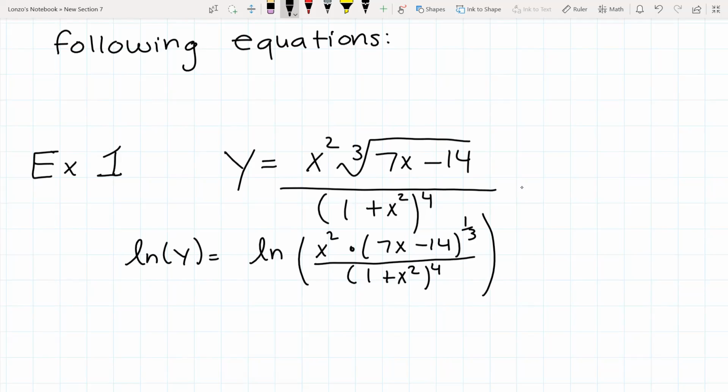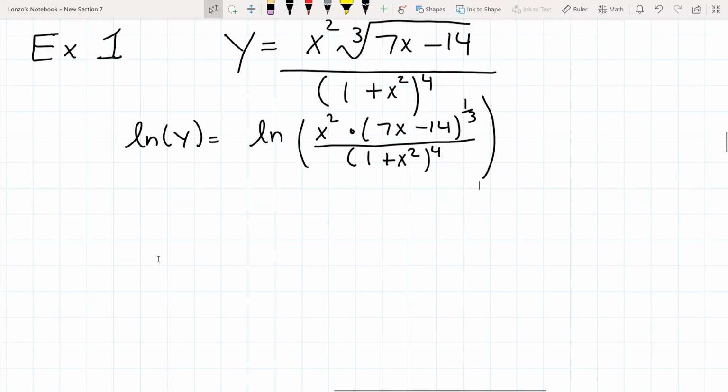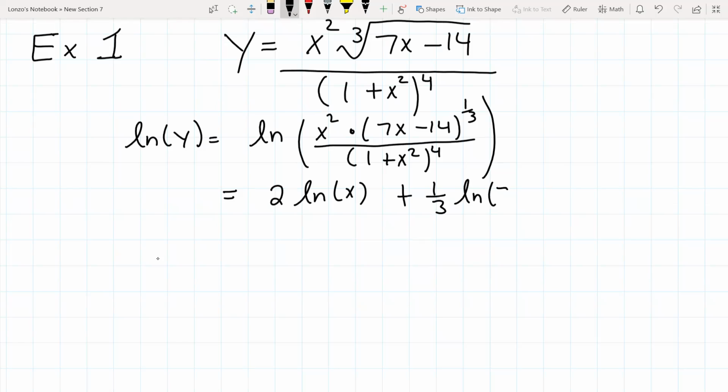Now I'm going to use my properties to expand the right side before I take the derivative with respect to x. So on the right side, just use your properties of logs. So this would be 2 natural log of x, and then this is multiplication, so it's going to be plus, and then you have a power. So when you have a power, when expanding, put the power in front of the natural log. So it's going to be 1/3 of ln of 7x minus 14.